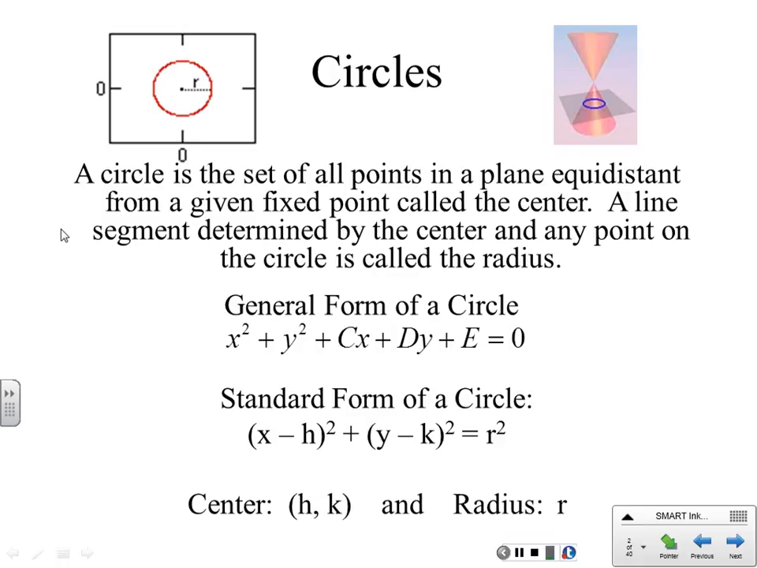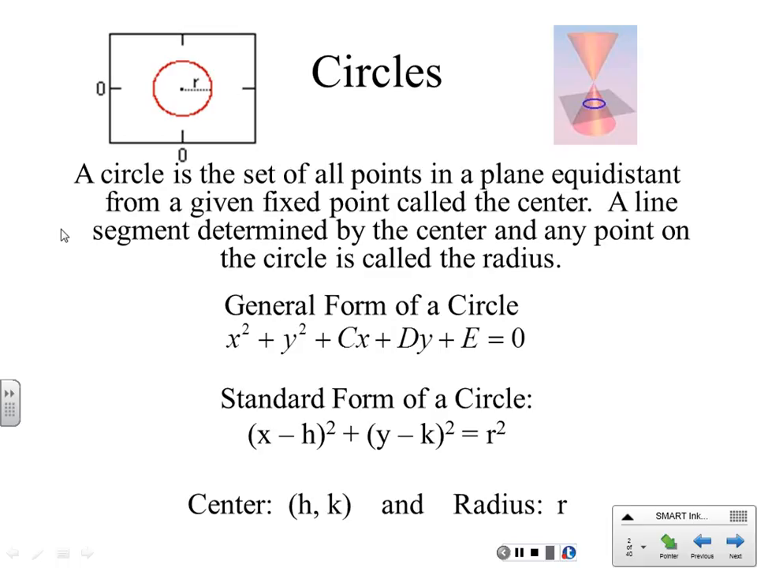So, the definition of a circle: a circle is a set of all points on a plane equidistant from a given fixed point called the center, and a line segment determined by the center and any point on the circle is called the radius. So the circle has 2 components. It has a center and it has a radius, and those are the only 2 components that we're concerned with as far as the circle. The center and the radius.